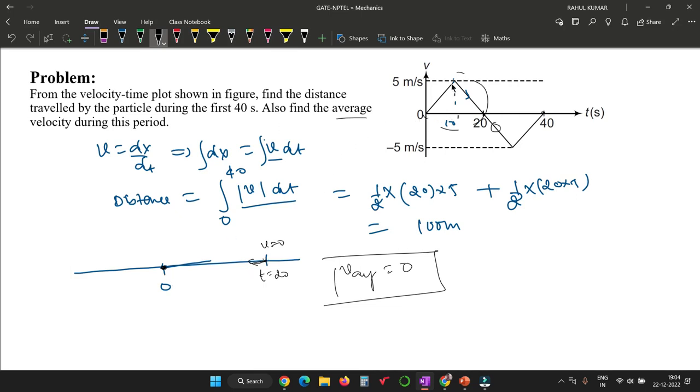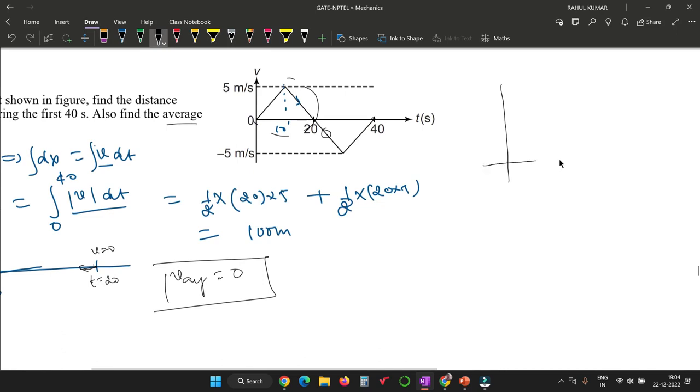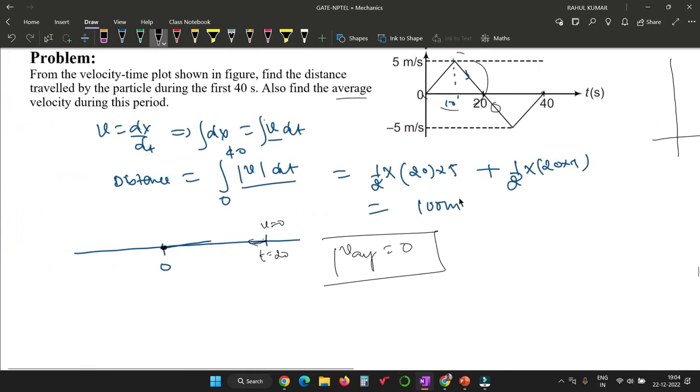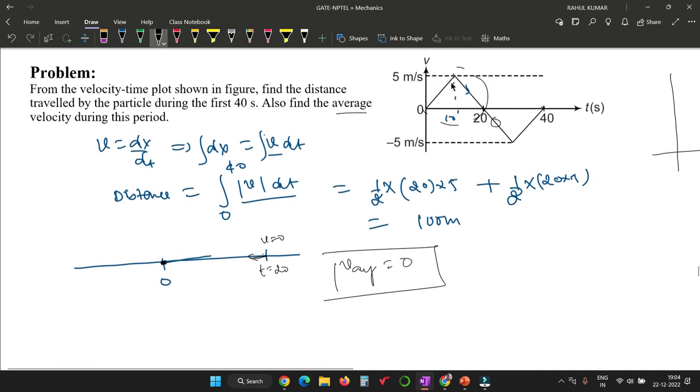Suppose in the interval 0 to 10 seconds you can see that the velocity is increasing. You can realize this in this situation also. No, not in this situation, because it is an acceleration in the negative direction. Suppose the particle's motion starts from the origin. Between 0 and 10 seconds the particle's velocity is increasing, up to 10 seconds, and after that the velocity starts decreasing and it becomes 0.